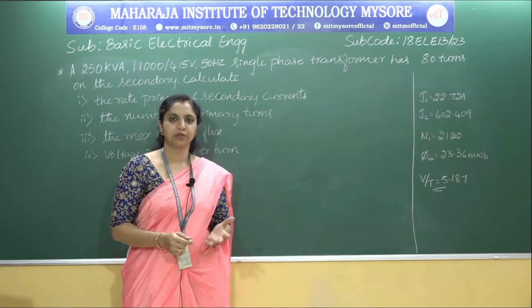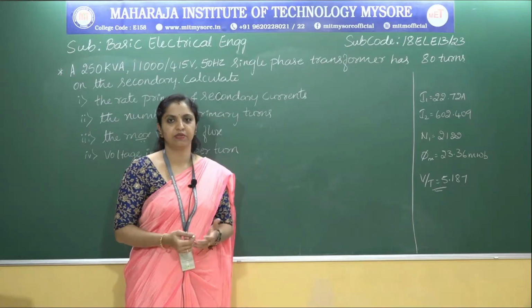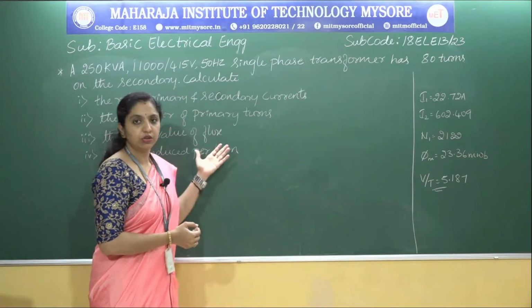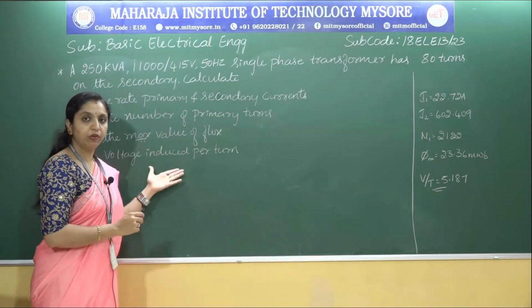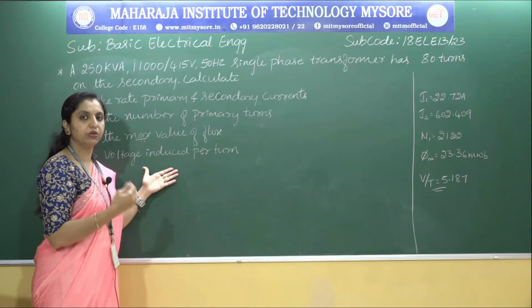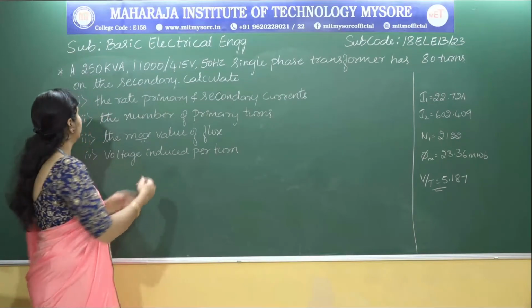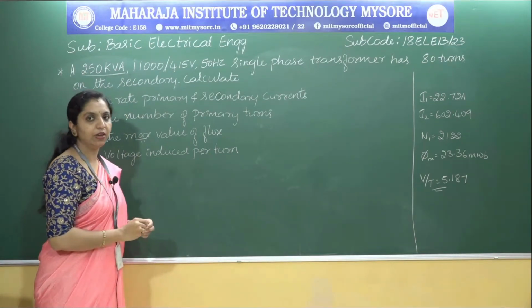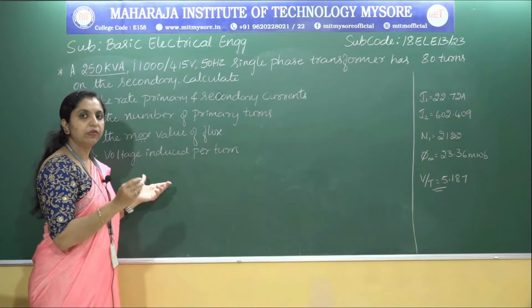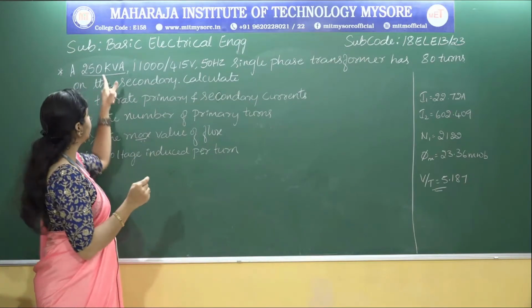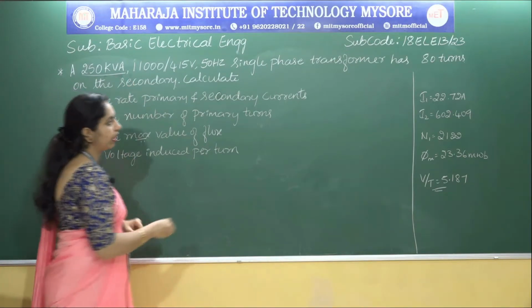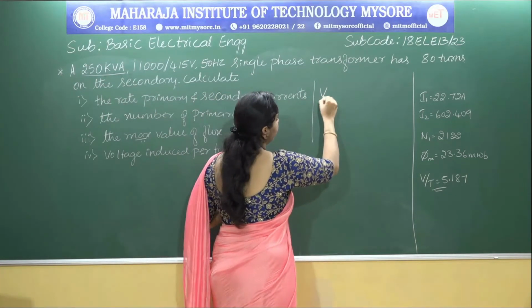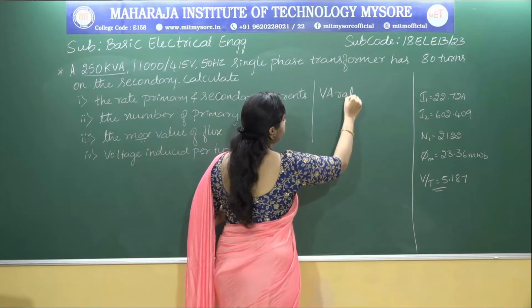Now let's see some of the problems related to this EMF equation, which we have derived just now. You can just look into this problem. Before we calculate all these values, first you need to write up the given data. Look at the first value, which is 250 kVA. Remember, whenever they provide it in terms of kVA, you need to write this value as VA rating.